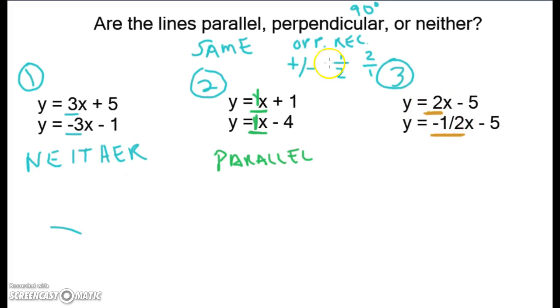Are these two numbers opposite reciprocals? Opposite would mean that one is positive and one is negative. That's true. Reciprocals would mean one is right side up, like this one is 2/1, and one is upside down, 1/2. Look at that. They are opposite reciprocals, which means we would call these lines perpendicular. Now, you could also have used the perpendicular symbol, which looks like an upside down T. All right.